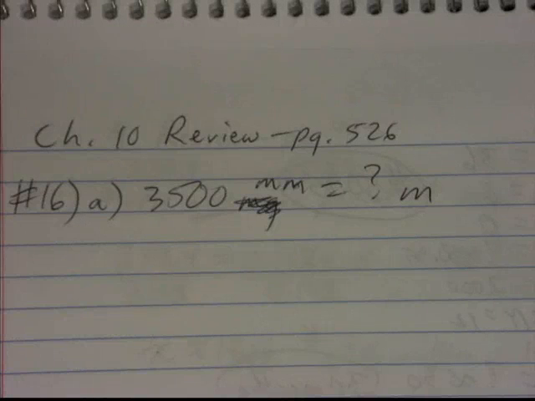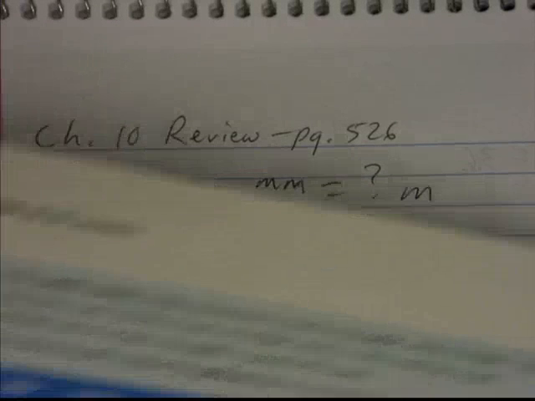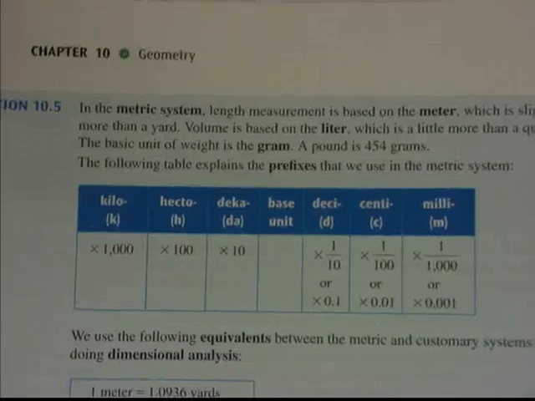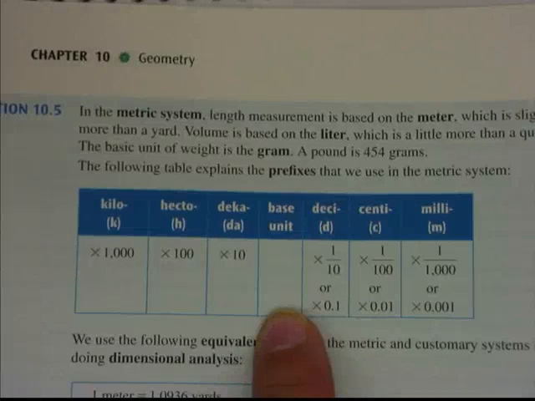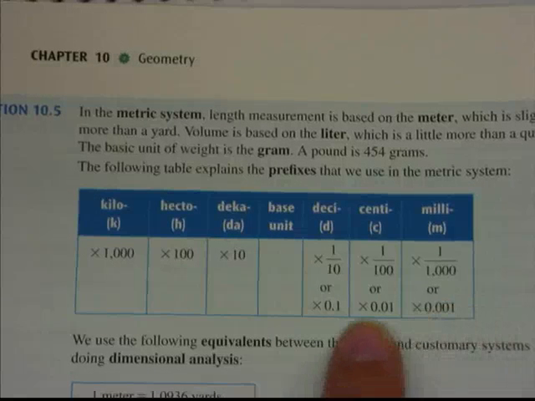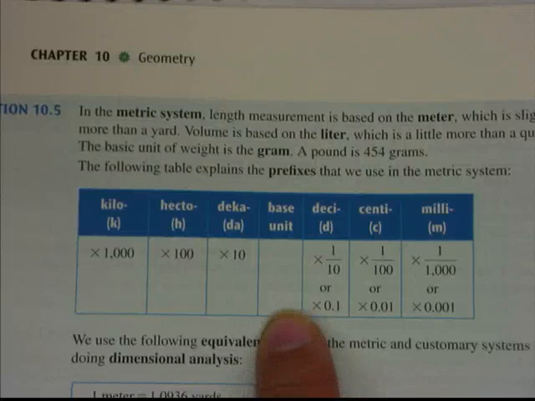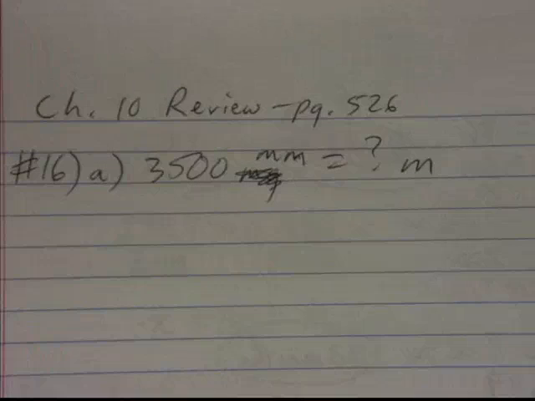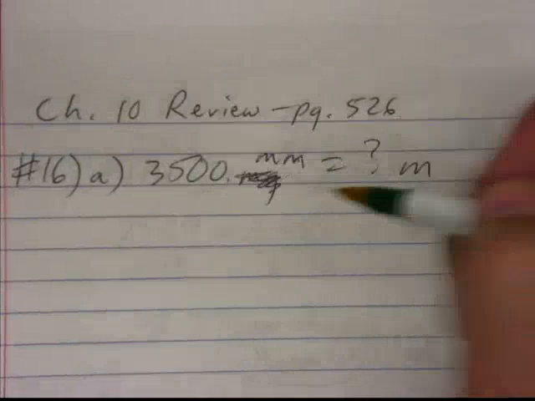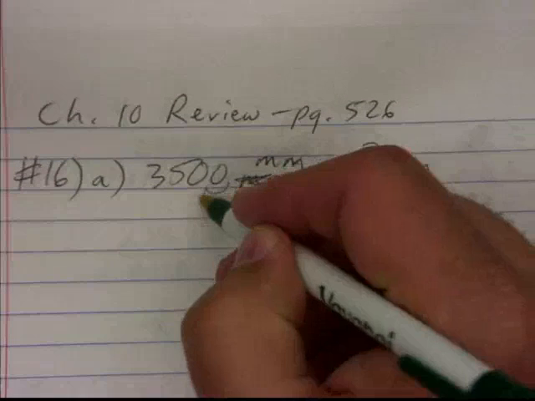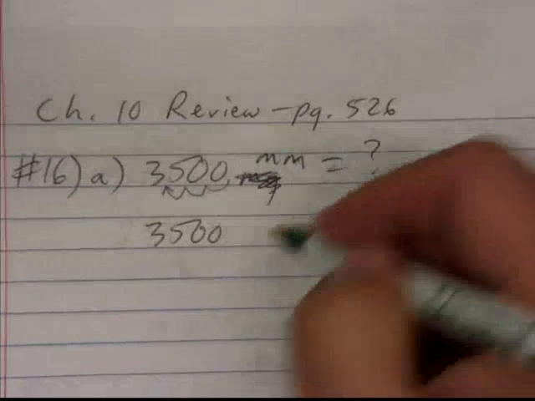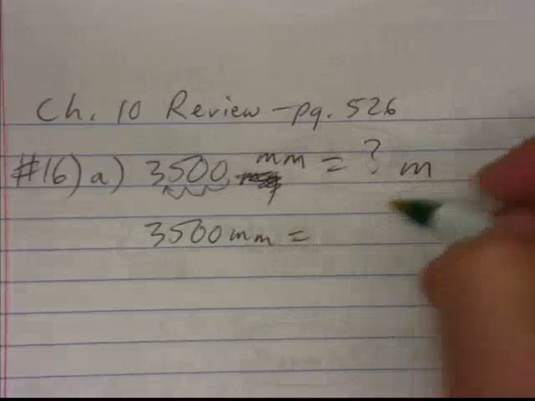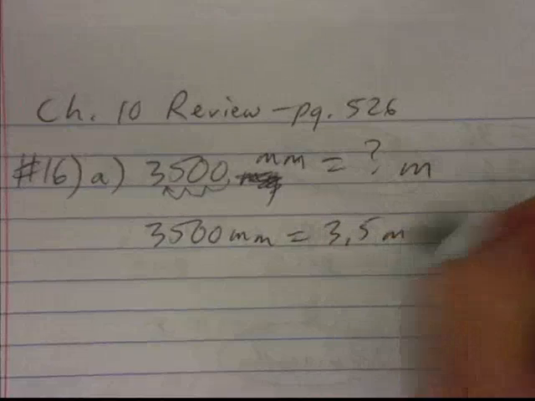So what we can do is look over at the previous page, and here is milli. If we want to go to the base unit, remember meters are a base unit, we're going to go 1, 2, 3 places to the left, and that's what we're going to do with our decimal point. So our decimal point in this case is at the end, and we're going to move it 1, 2, 3 places to the left. So 3,500 millimeters is going to equal 3.5 meters.